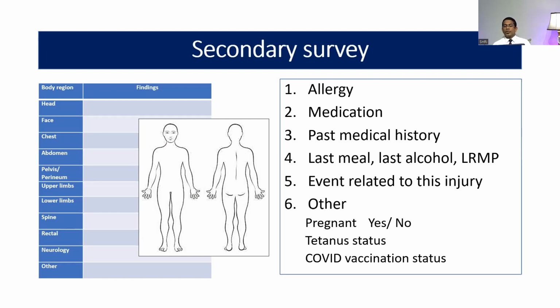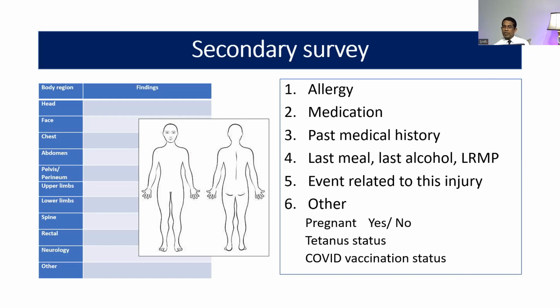Secondary survey, how do you do a secondary survey? It is not hard and fast as in the primary survey, like ABCD. But in the secondary survey, what you usually do is the head-to-toe assessment. You identify whether the patient is having any injuries. Sometimes you might identify life-threatening injuries while you're doing the secondary survey.